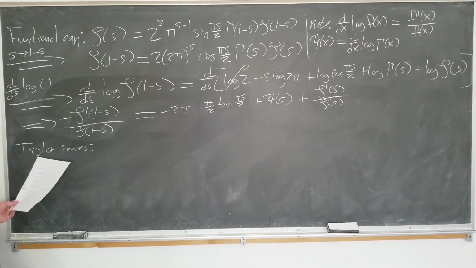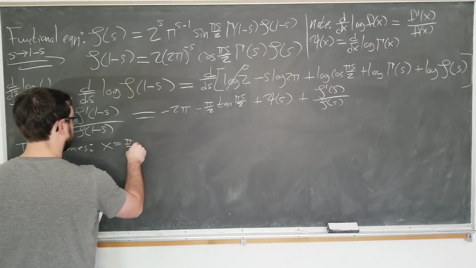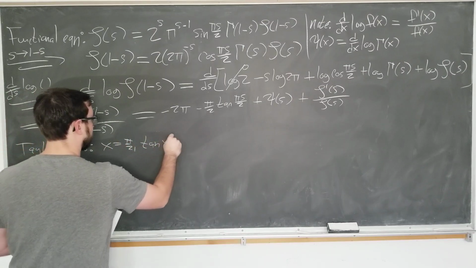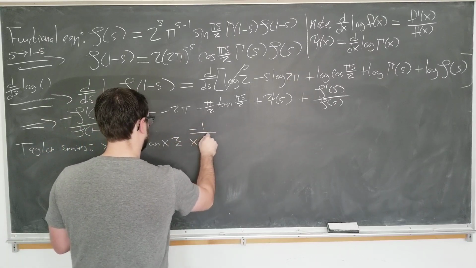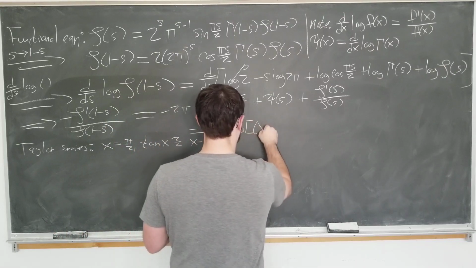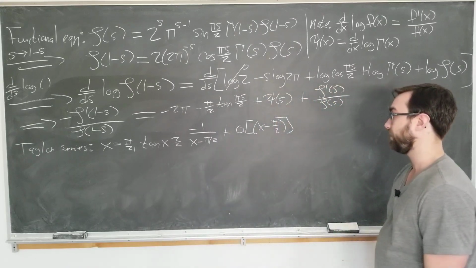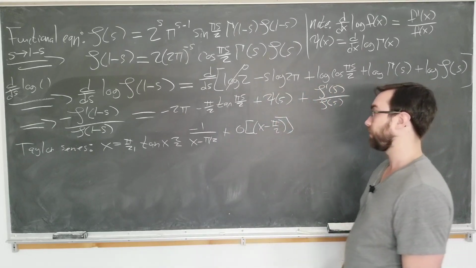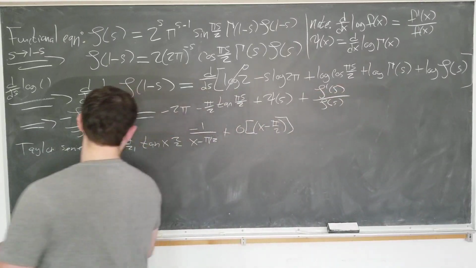You can show that the following is true. At x equals pi over 2, tangent of x is approximately minus 1 over x minus pi over 2, plus higher order terms which are proportional to x minus pi over 2. And I am going to prove this now by showing that it has a residue of minus 1. Let's do that.